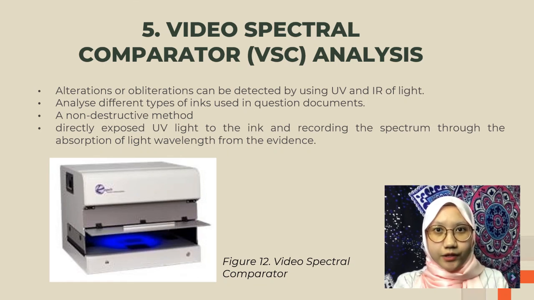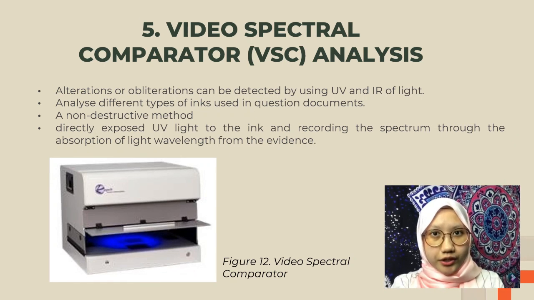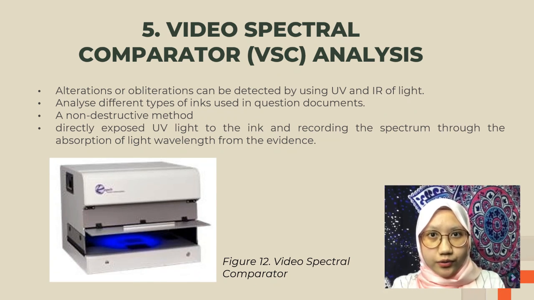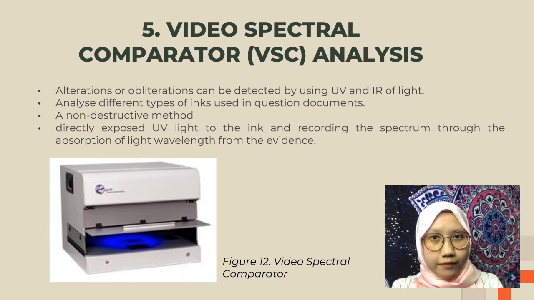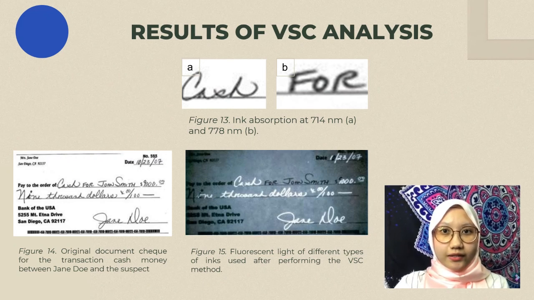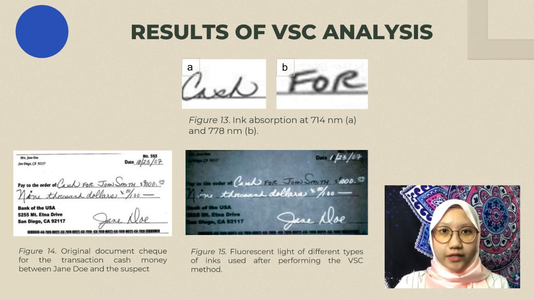The next analysis is video spectral comparator analysis. This analysis is used to detect any alteration in original documents by using UV and infrared light. In this analysis, we directly exposed the ink to UV light and recorded the spectrum through the absorption of light wavelengths from the evidence. The result showed two different amounts of light absorbed from the ink samples. We detected forgery traces where the light fluoresced distinctly and showed a different ink used.